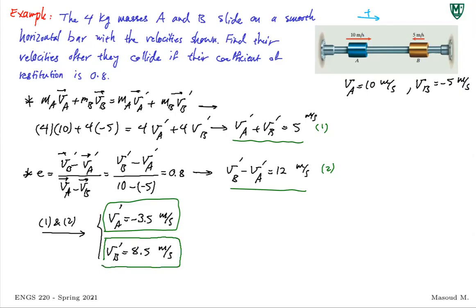Pay attention that VA prime became negative. Before the impact, A is going to the right and B is going to the left. Impact happens. After the impact, A goes back to the left with 3.5 meters per second, and B goes to the right with 8.5 meters per second. So now you can see the dynamics of the impact. They're going in this direction, impact happens, and after the impact, these are the velocities. With these velocities, they go in opposite directions.